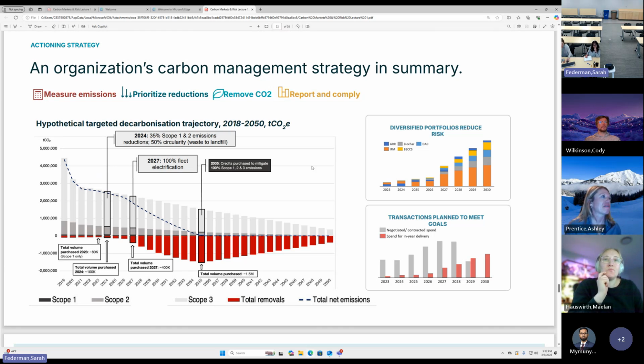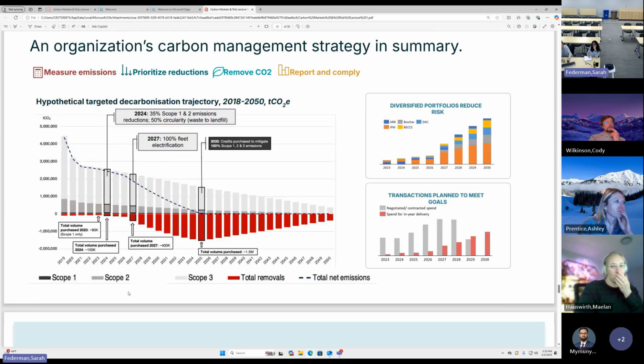So just to sum it all up, if we're talking about putting together a carbon management strategy, we're always going to ask the organization to follow the mitigation hierarchy, where they're measuring, prioritizing reductions, and then thinking about offsetting before reporting and complying. And buying these offsets is going to depend on understanding what it is that you're looking for, putting together a really clear transaction goal that thinks not only about quality of the individual projects, but quality and delivery timeline across your portfolio.